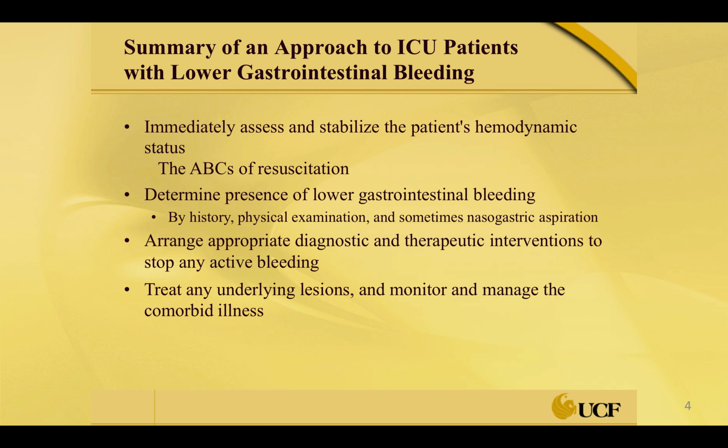A summary of an approach to ICU patients with lower gastrointestinal bleed. Basically, we're going to immediately assess and stabilize the patient's hemodynamic status, the ABCs of resuscitation, airway, breathing, circulation, right? Then we're going to determine the presence of lower gastrointestinal bleeding by history, by physical examination, and sometimes by nasogastric aspiration. We're going to arrange appropriate diagnostic and therapeutic interventions to stop any active bleeding. And finally, we're going to treat any underlying lesions and monitor and manage the comorbid illness.